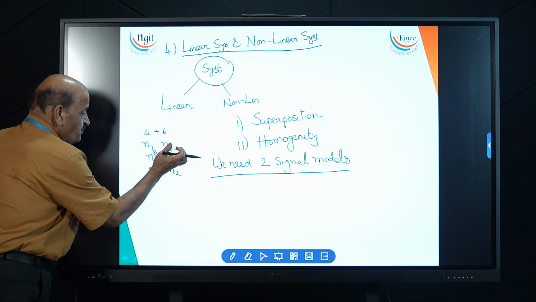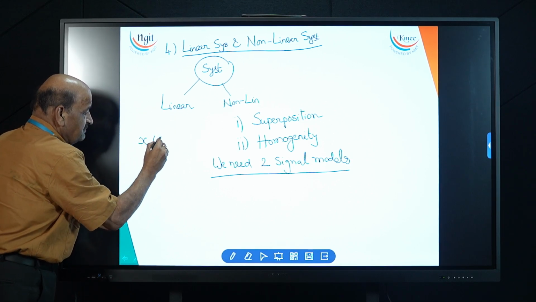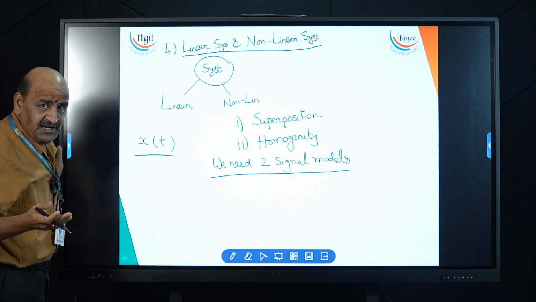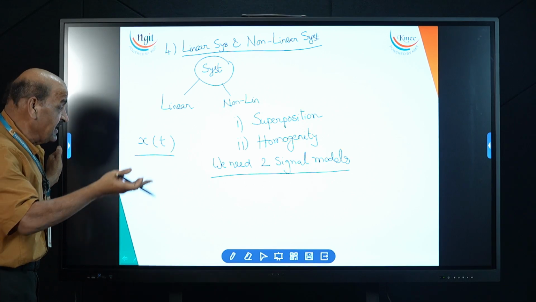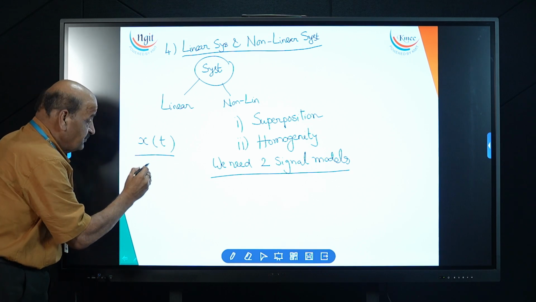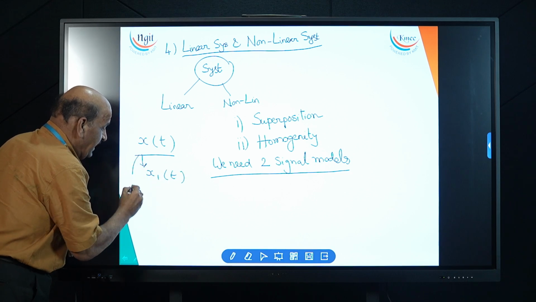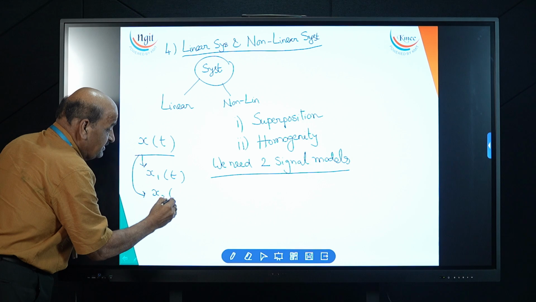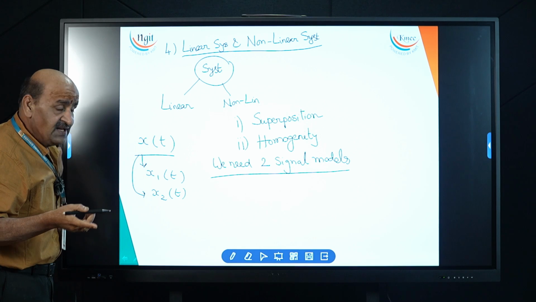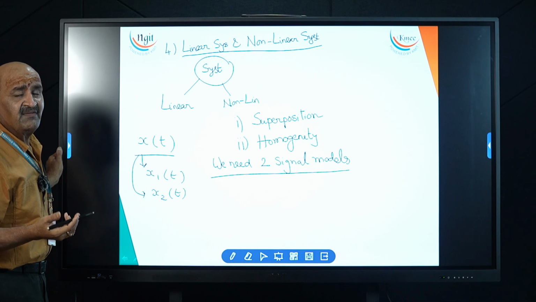For example, the given signal is x of t. Now, we have to generate two signal models from the given signal. Let us assume that x1 of t is one signal and x2 of t can be another signal. In this way, we have to derive two different signals from the given signal x of t. What is the purpose of deriving two signals from a given signal?